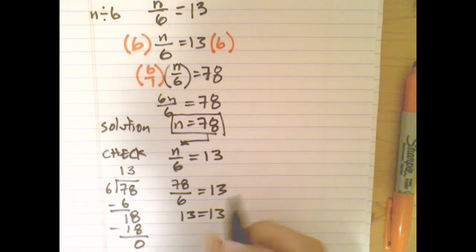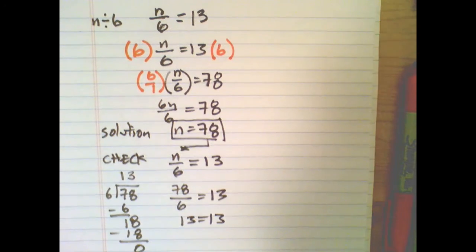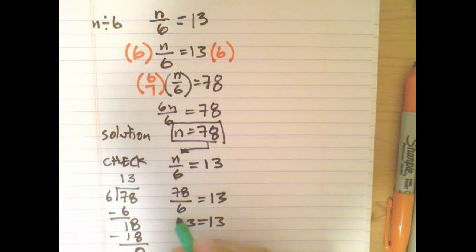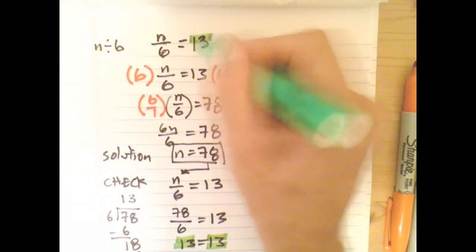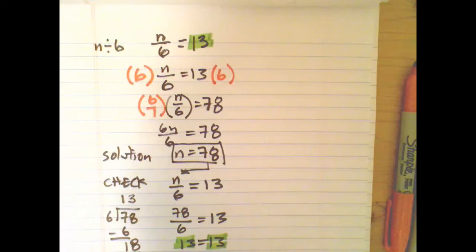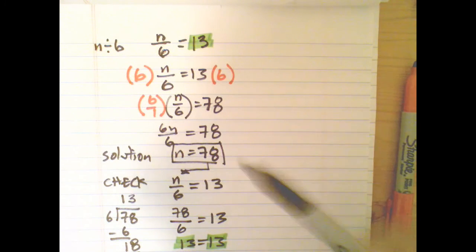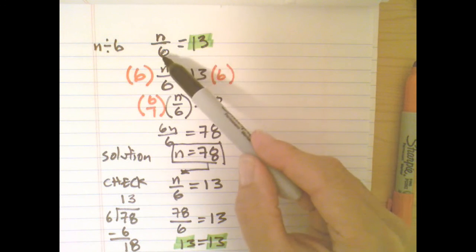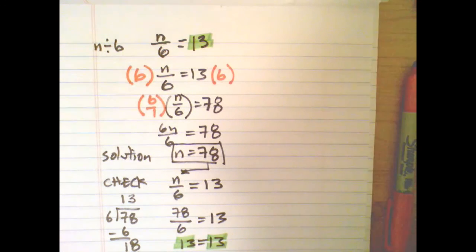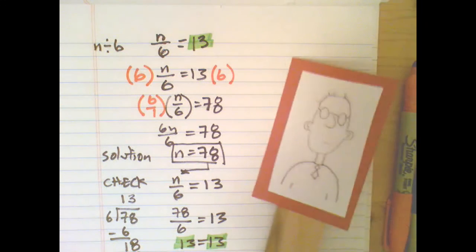I like this because I notice that the left side of my check matches the right side of my check, matches the value in my original equation. And that tells me that my solution, n equals 78, makes the equation n divided by 6 equals 13 true, and I am done. That makes me excited.